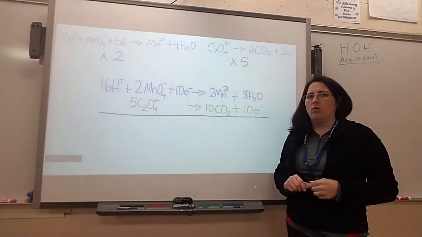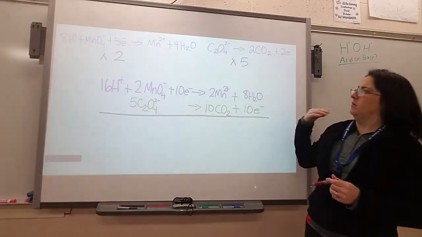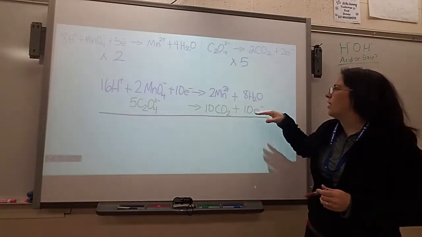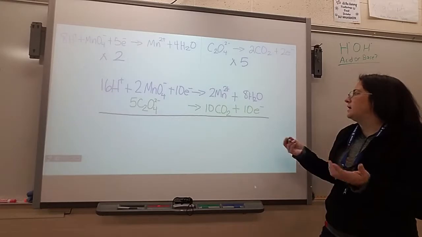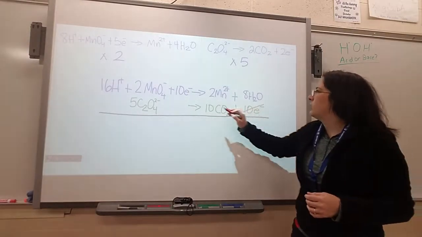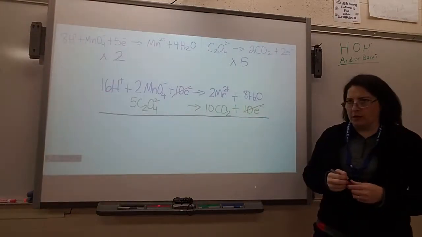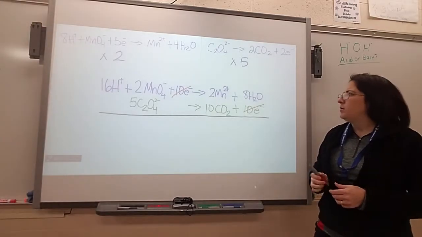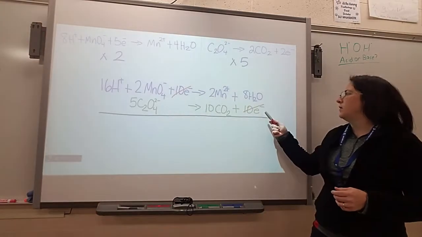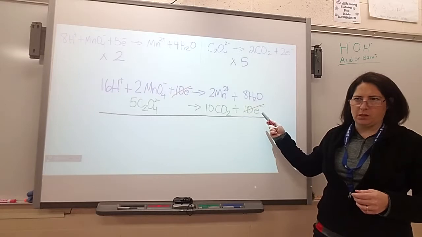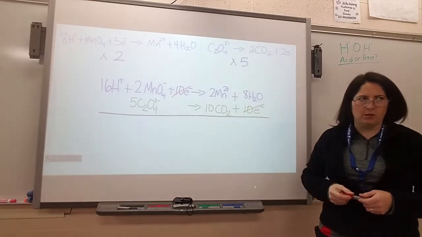All right, so we're going to cross off anything that is going to cancel each other out. In this case, all we have are these electrons. They're going to cancel out because I've got 10 on this side, I've got 10 on this side. It's like a net ionic. It's the same on both sides. So they're gone.